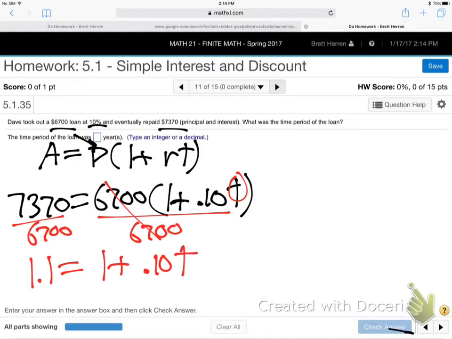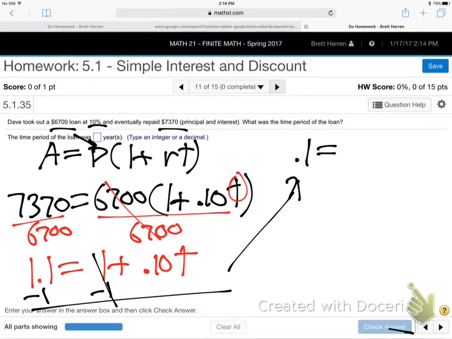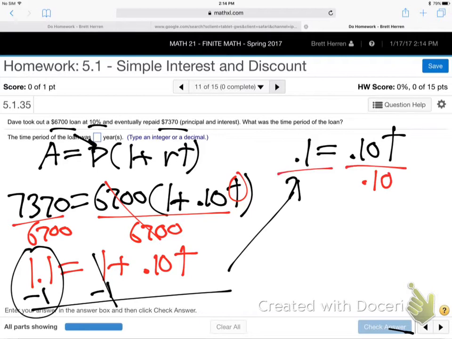Good to there. So we're peeling the onion. Next layer. T said, I want to be alone. Get rid of all the stuff that's next to me. So now, all right, get rid of the 1. That'll get rid of that. Come up here. So we have 0.10T. We good to there? Because 1.1 minus 1 is 0.1. And then finally, T said, I want to be alone. Okay. Last step, divide by the 0.10. And that's just 1.